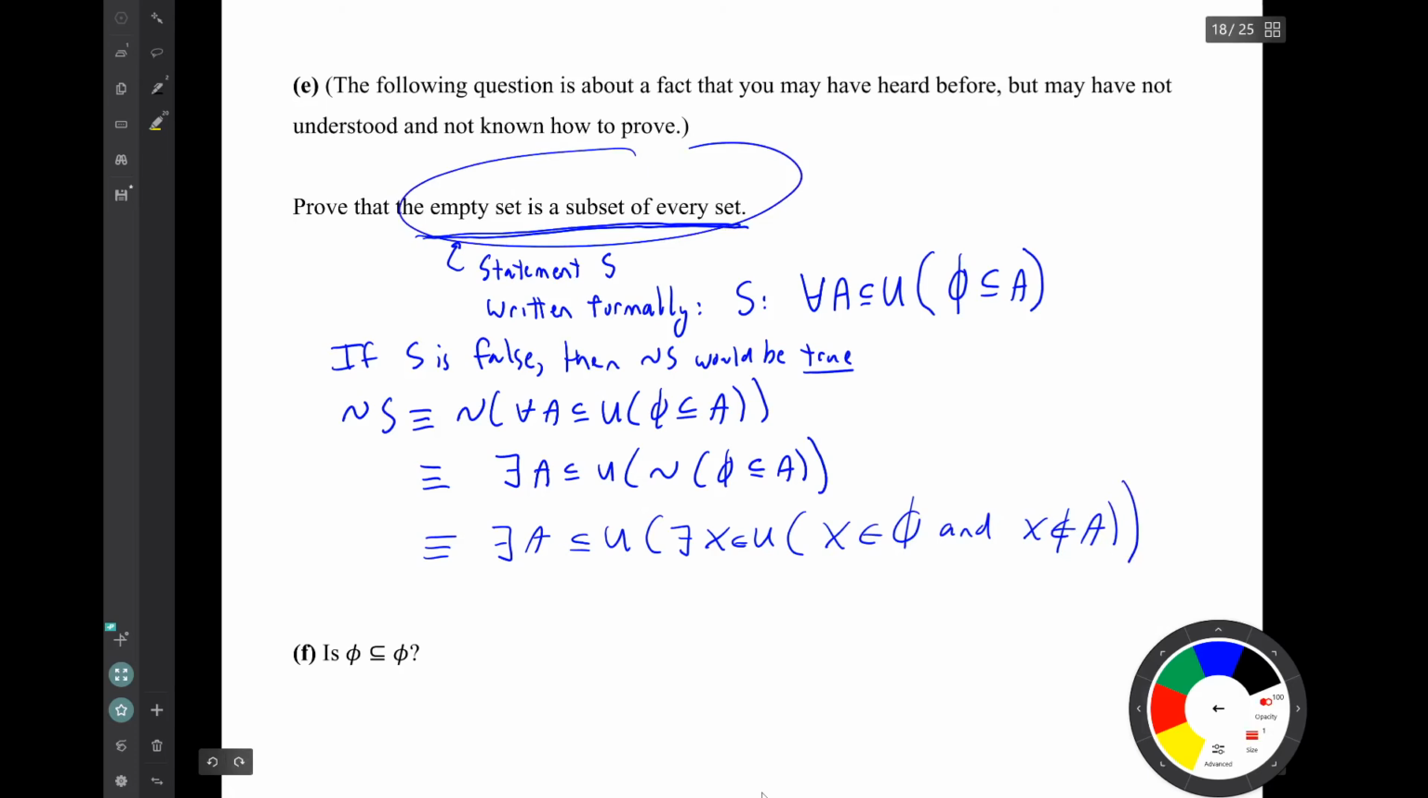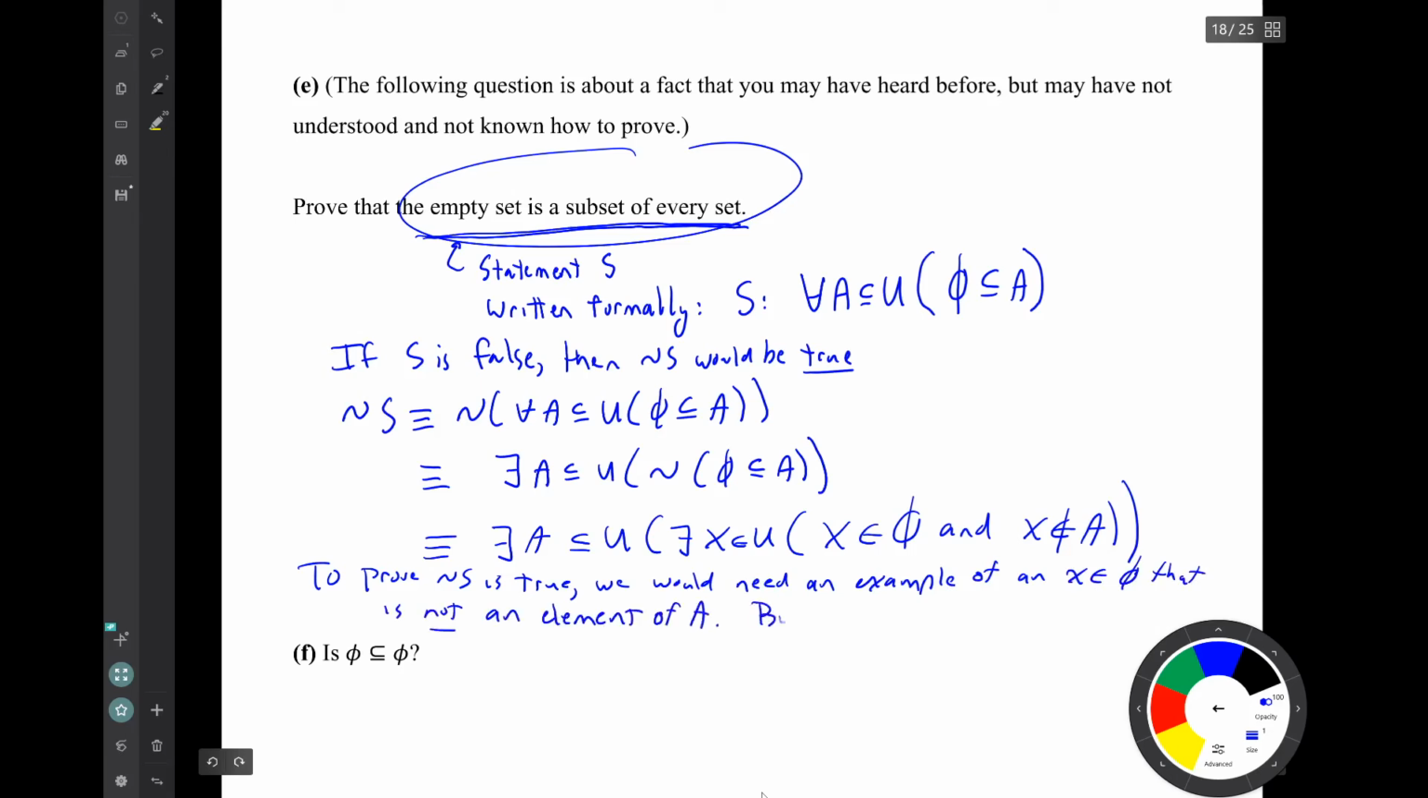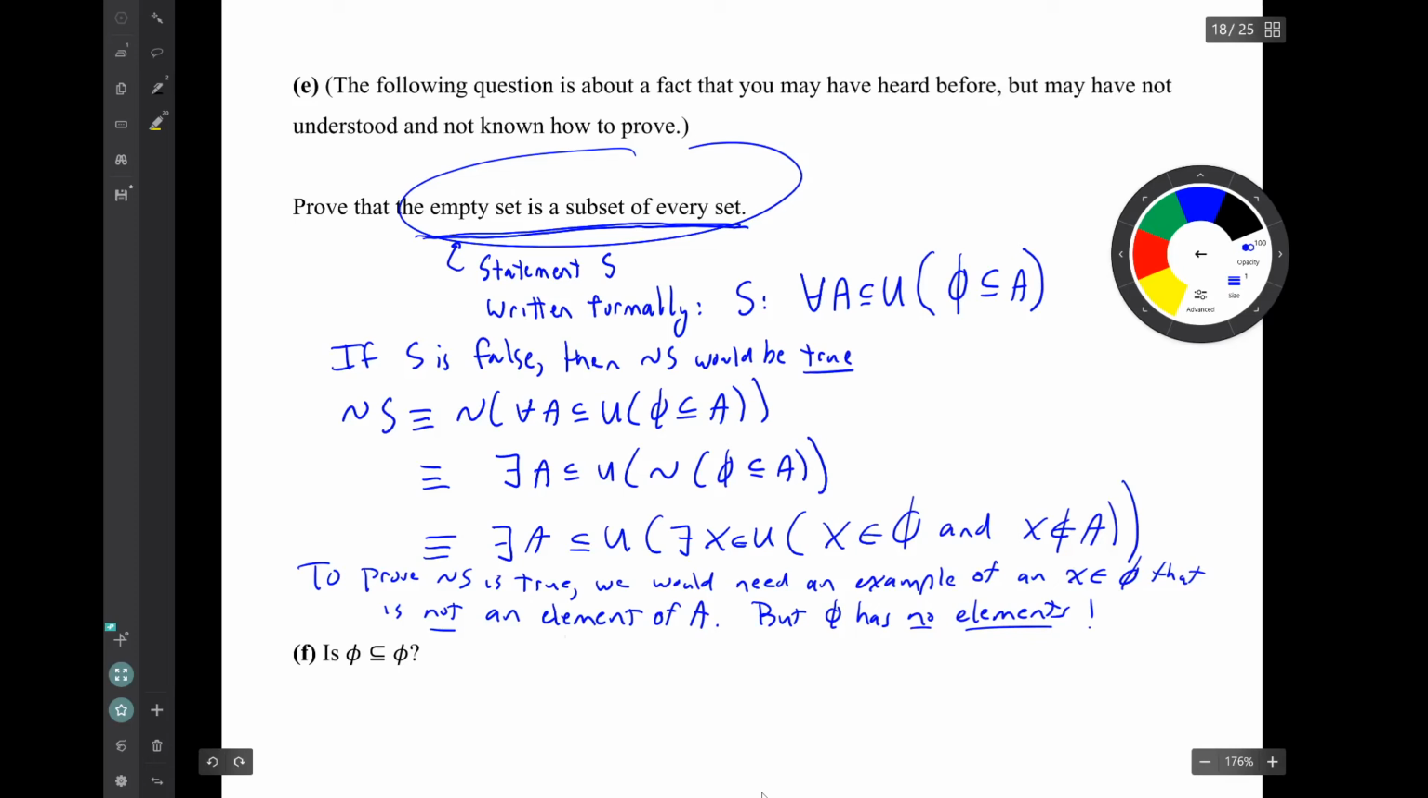There'd have to be an example of an X that's in the empty set and that is not in set A. But the empty set doesn't have any elements, so there's no way that you're going to find an X that's in the empty set and that's not in set A. So we see that the negation of S cannot be true. So since the negation of S cannot be true, we conclude that S is true. So the empty set is a subset of every set.